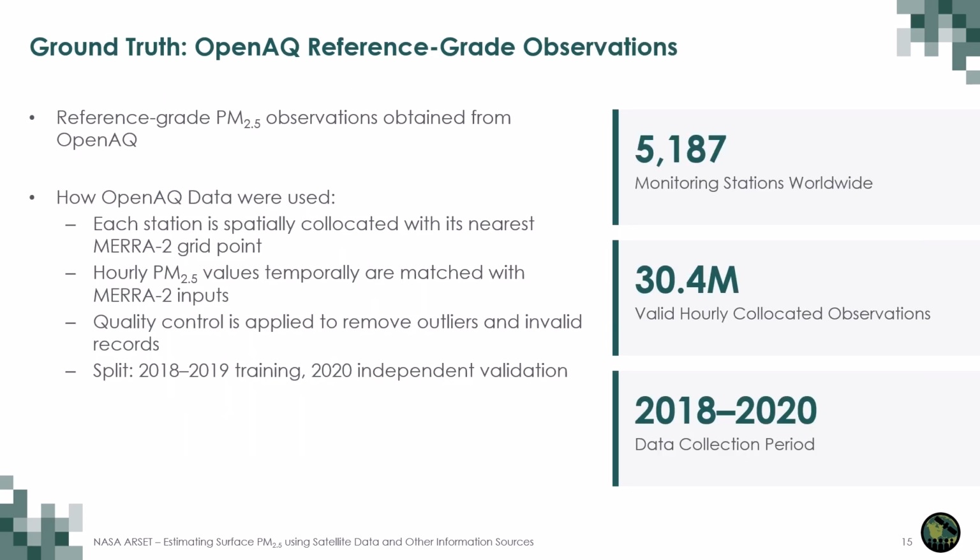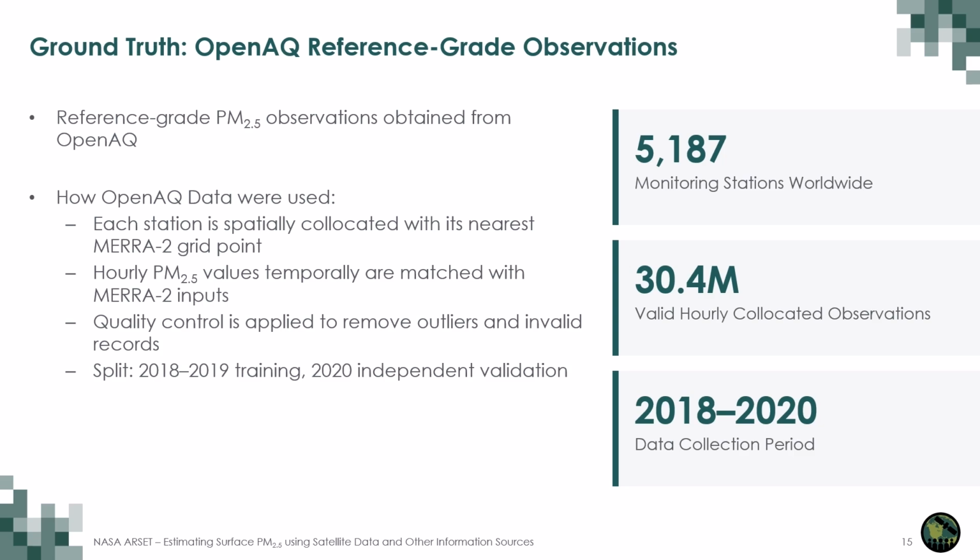Here we describe how we use reference grade PM2.5 measurements collected from the OpenAQ platform as ground truth for training and validating our model. We begin by collecting measurements from more than 5,000 monitoring stations worldwide and collocating each site with the nearest MERRA-2 grid cell. We then temporally match the hourly PM2.5 value with the corresponding MERRA-2 inputs.